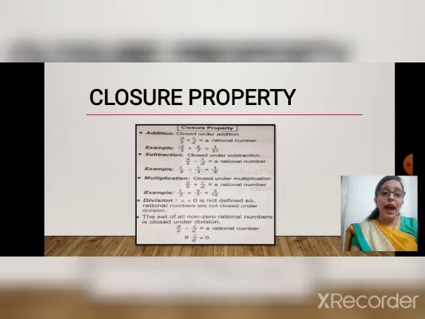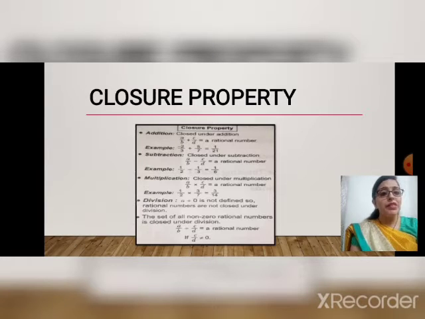When we are adding two rational numbers, the answer will become a rational number. Yes, so it is closed under addition. It means the closure property is applicable to addition. The next one is subtraction. Yes, it is closed under subtraction. When we are subtracting two rational numbers, the answer will become a rational number. So yes, it is applicable also. Subtraction is also applicable in the closure property.